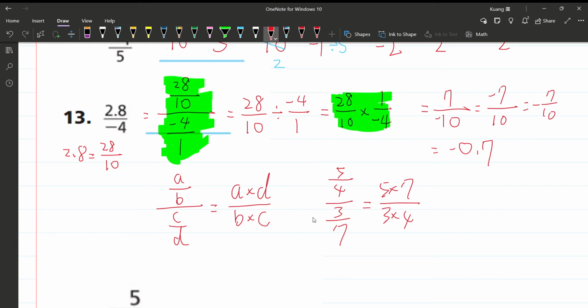And sometimes you see 3 over a half, how can I do this? You make an integer into a fraction because 3 equals 3 over 1. So it's a fraction over a fraction. So again, these two, put it down. 3 times 2 on the top. So that will be 6.